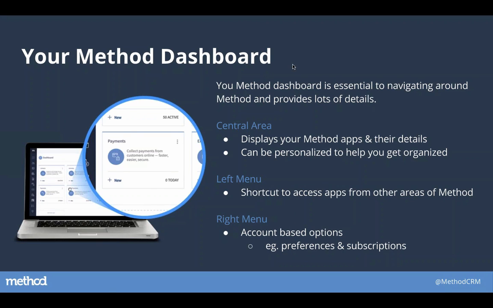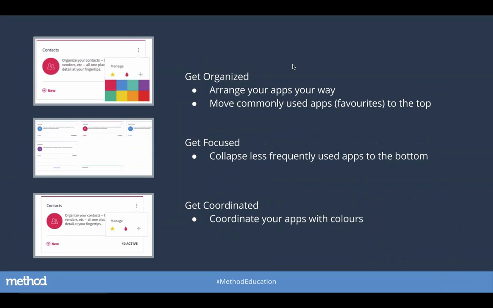So in terms of making it a little bit more personal and organized for you, we do have some options that will allow you to do this, and it's really about organizing your apps, so being able to move and reorder them in a way that is more conducive to your workflow, becoming a little bit more focused by perhaps collapsing or marking certain apps as favorites and others as less frequently used, and then of course adding some color to the individual tiles to help you get a little bit more coordinated in terms of what could be more priority. Maybe you're grouping things together by color as well.